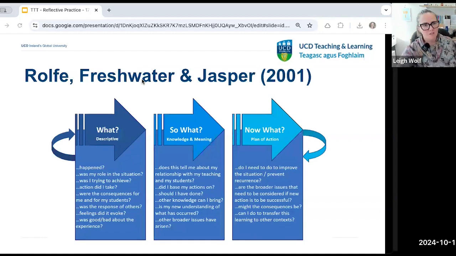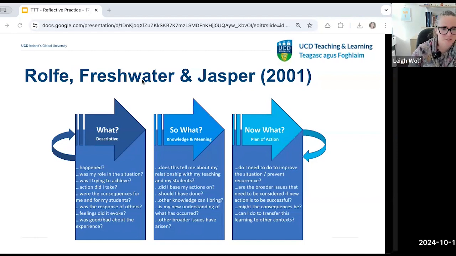And the last framework I'll share is from Rolfe, Freshwater, and Jasper. Theirs is the What model, asking a series of questions starting with what happened, what was my role, what action did I take, and the like. Then moving on to another cycle of reflection of So what. So what does this tell me about my relationship with my teaching and my students?